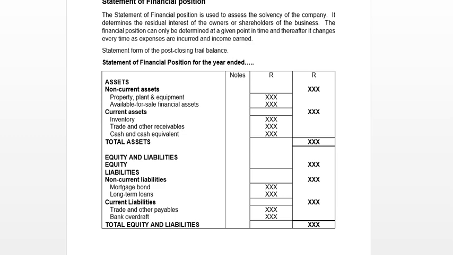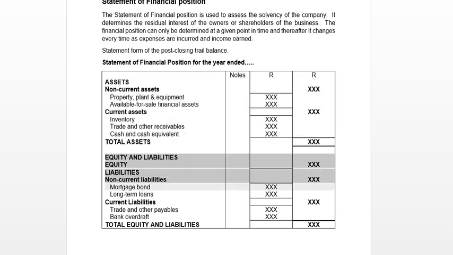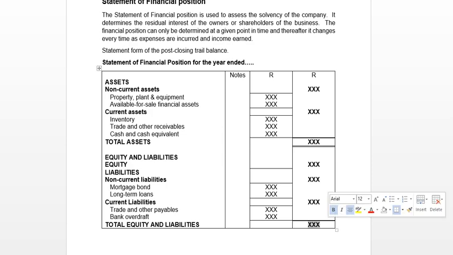How the format looks is essentially just a summary of your accounting equation. So we've got your total assets, and your total assets equals your equity plus your liabilities. So that amount should be exactly the same as your equity plus liabilities. And that's essentially what your accounting equation states.